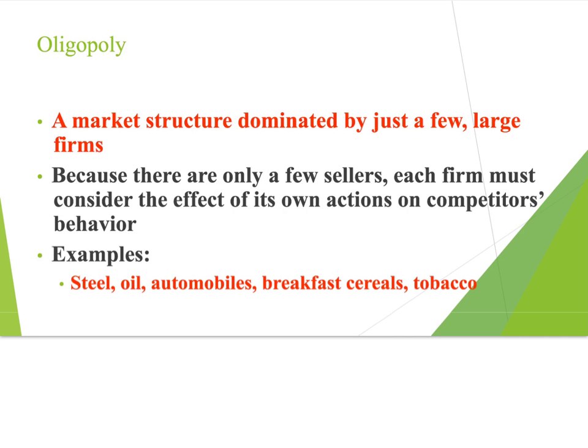Oligopoly is a market structure dominated by just a few large firms. Because there are only a few sellers, each firm must consider the effects, so we say that they are interdependent. What one firm does controls the actions of the other. And examples of oligopolies would be things like steel, oil, automobiles, breakfast cereal, tobacco.